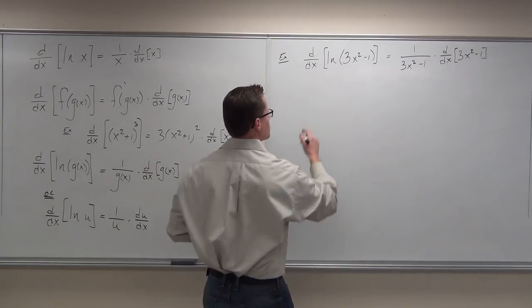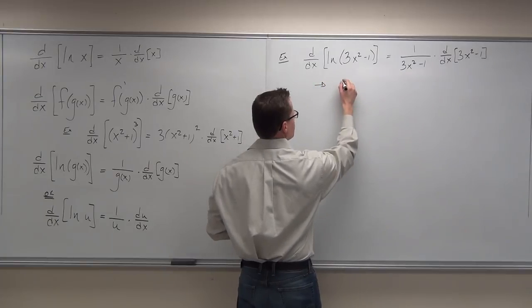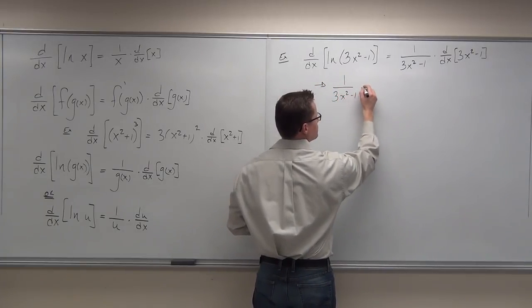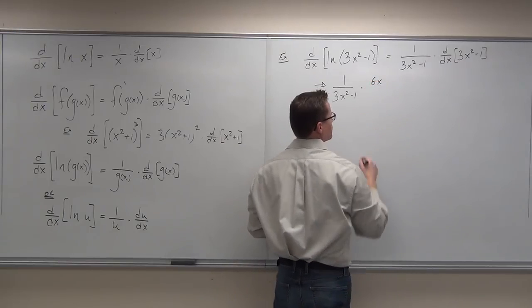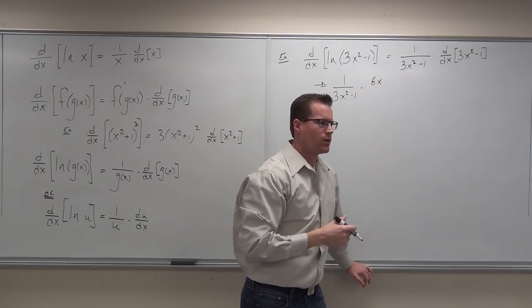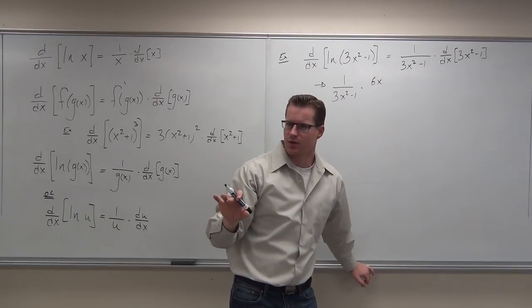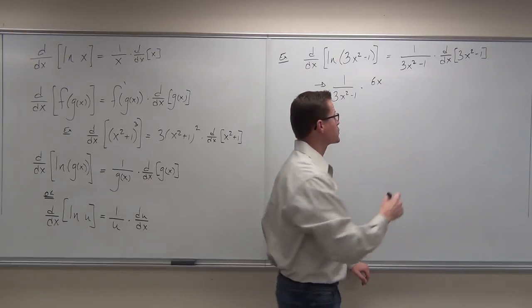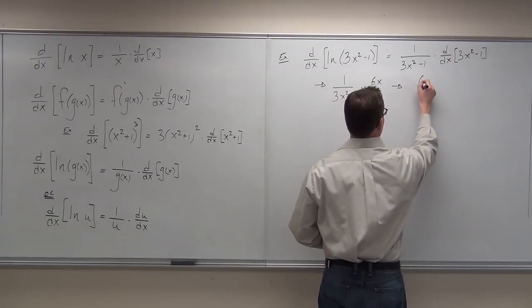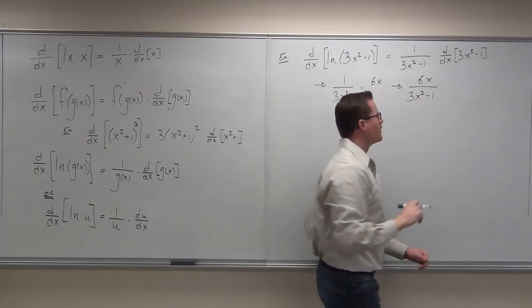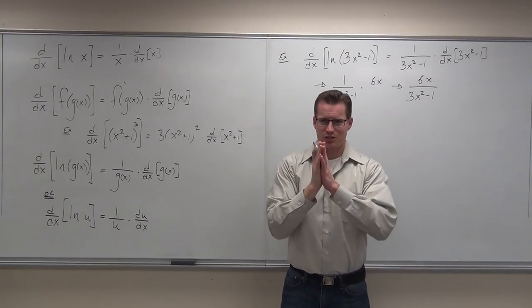6x. Fantastic. So we're going to have 1 over 3x squared minus 1 times 6x. Where does the 1 go? Turns to 0. Yeah, sure. The derivative of any constant is always 0, so we're good on that. Put it together, make one fraction out of it. I pray that you get the right answer here.